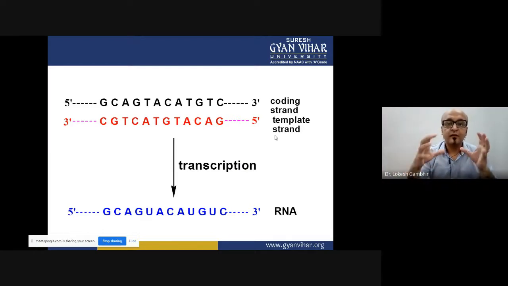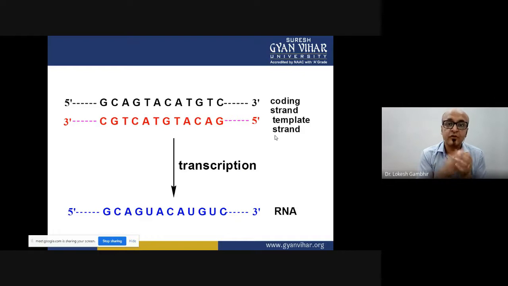So you see what is happening. There are two strands of DNA. Out of those two, both are not being used. Only a single one is used. And which one? The strand which is complementary to the coding sequence.